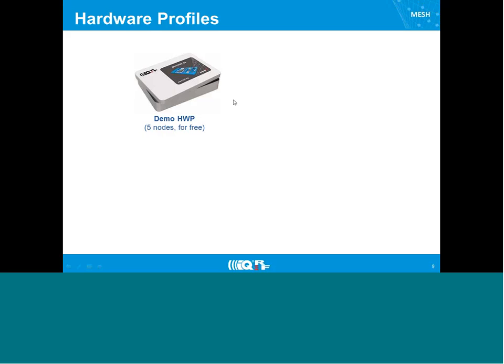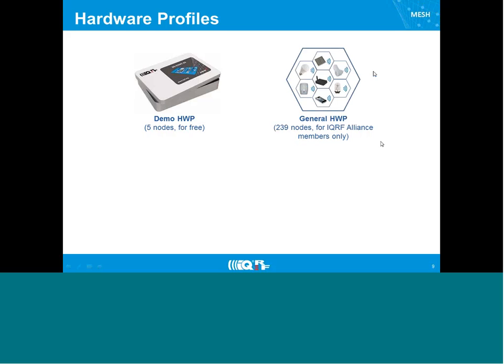Then, and this is where the DPA gets connected to the IQRF Alliance, we have a general hardware profile. This is the full version of what DPA offers. So you have 239 nodes available, and you have all these custom handlers and everything. And this is for IQRF Alliance members only. So actually, this is the second step. If you like the demo hardware profile, if you like our approach, then you can enter the IQRF Alliance, and you will again get free availability of this general hardware profile. What it means to enter the Alliance, I will tell you at the end of this presentation.